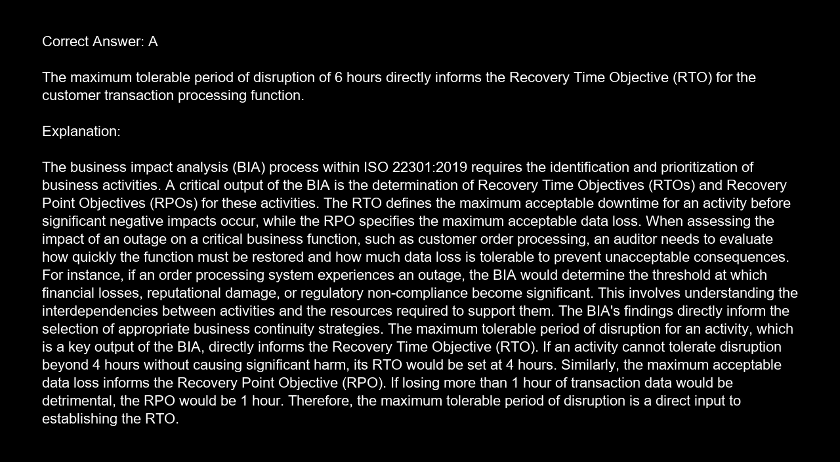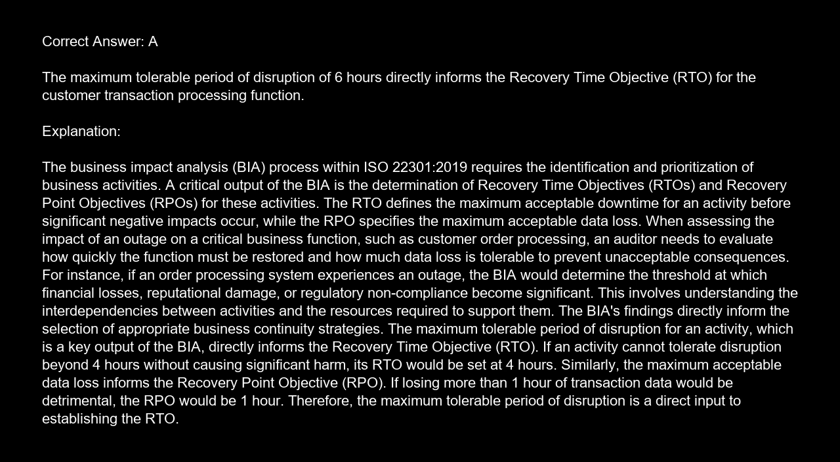When assessing the impact of an outage on a critical business function, such as customer order processing, an auditor needs to evaluate how quickly the function must be restored and how much data loss is tolerable to prevent unacceptable consequences. For instance, if an order processing system experiences an outage, the BIA would determine the threshold at which financial losses, reputational damage, or regulatory noncompliance become significant. This involves understanding the interdependencies between activities and the resources required to support them.